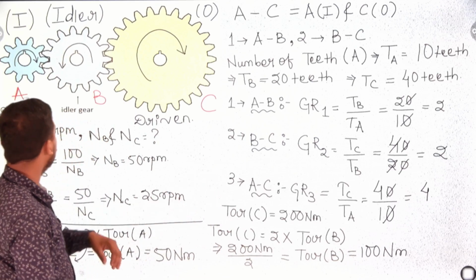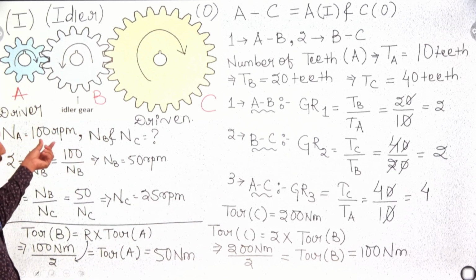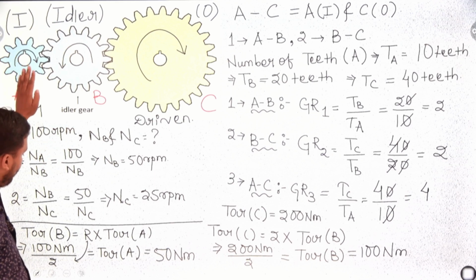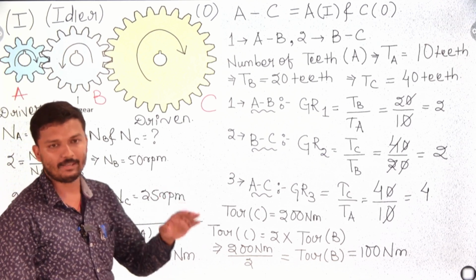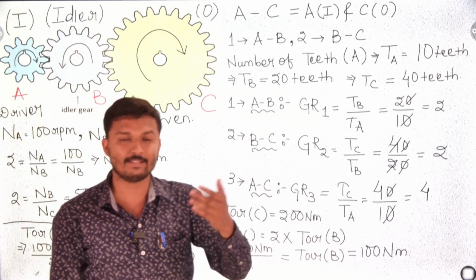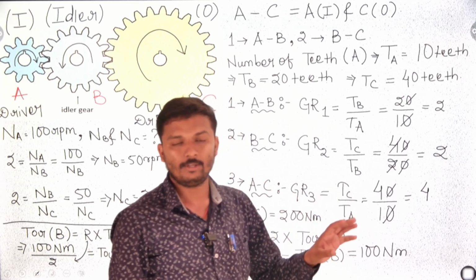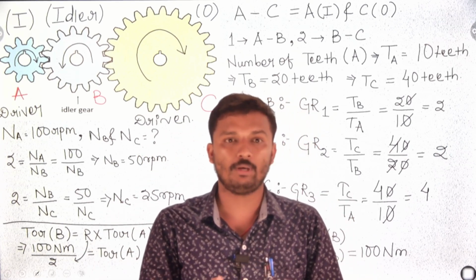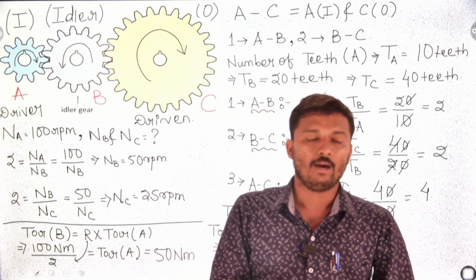At the same time, at gear A the speed is 100 RPM, the highest speed here, so the torque will be very low, that is 50 Newton meter. The torque is higher when the speed is less, and the speed is higher when the torque is less. So this is all about how to find the speed and torque according to the size of the gear, in the problem of the simple gear train with different numbers of teeth and the same number of teeth.